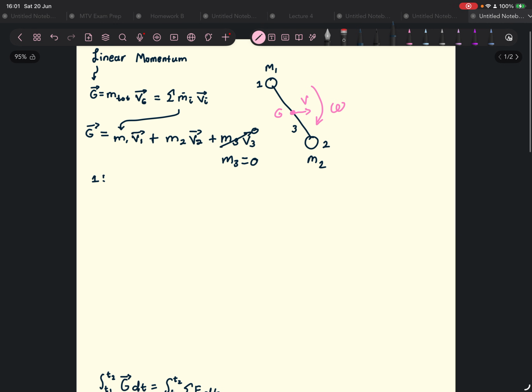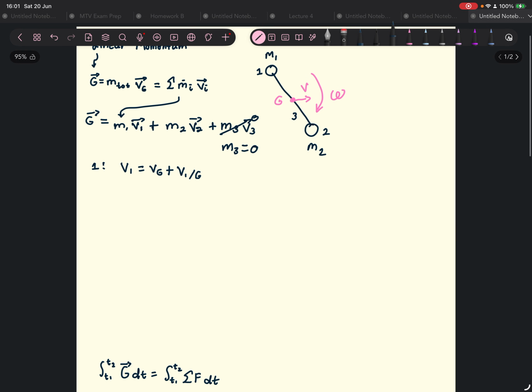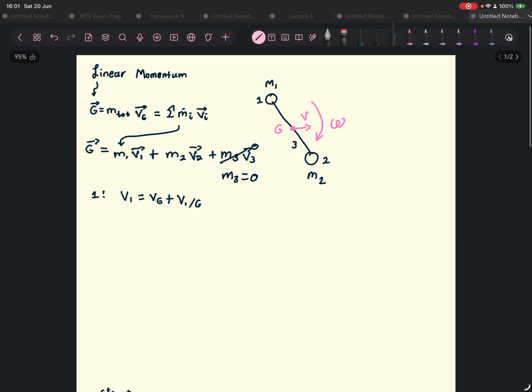So we need to find the absolute velocity of particle 1. What we're going to do is say v1 is equal to vg plus v1 relative to g. And if you look at this whole thing, this thing is basically translating, and it's rotating.